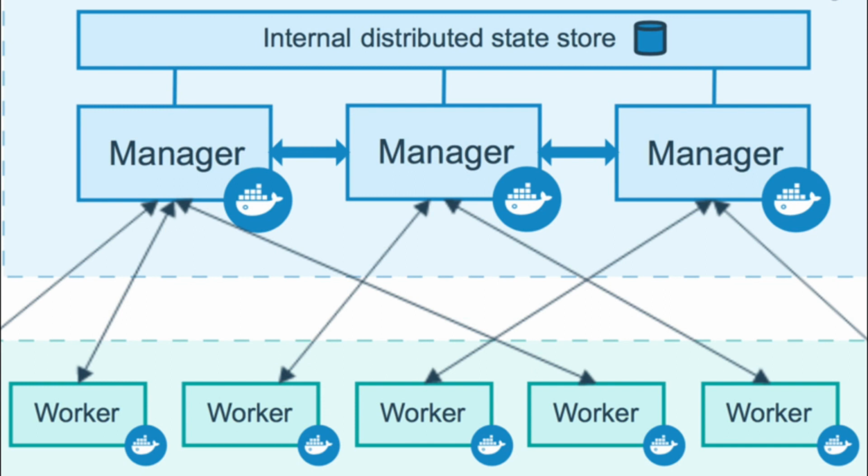A Docker Swarm is a group of either physical machines or virtual machines that are running the Docker application, and all these physical or virtual machines have been configured together in a cluster. In this cluster, we will have certain nodes defined as manager nodes, and certain nodes defined as worker nodes.